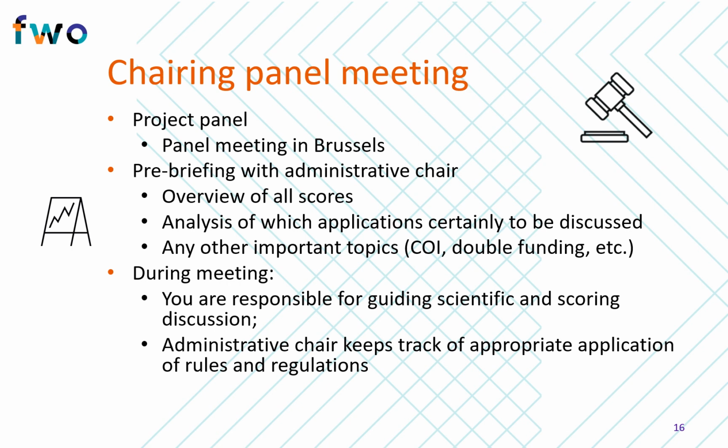For each project, you should work towards reaching a consensus score that is in accordance with the score grid for each criterion. At the end of the meeting, you will need to have selected the applications which will receive funding from the panel. During the panel meeting, you are assisted by the administrative chair and the account administrator. The administrative chair will make sure that everything proceeds according to FWO's regulations and that the score grid is applied correctly.